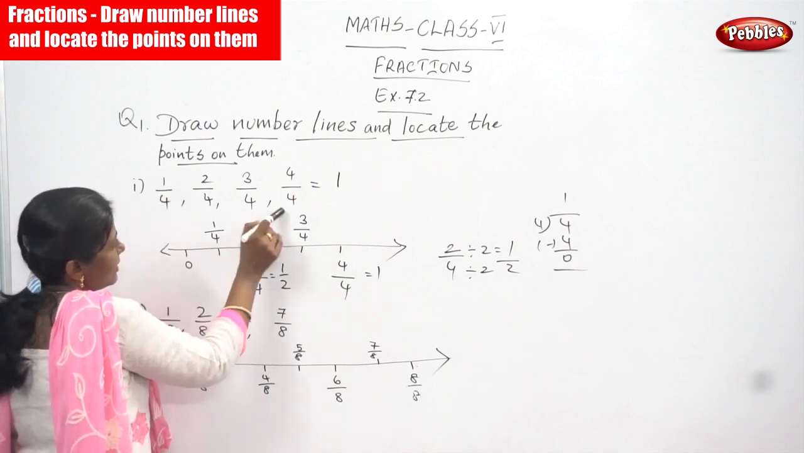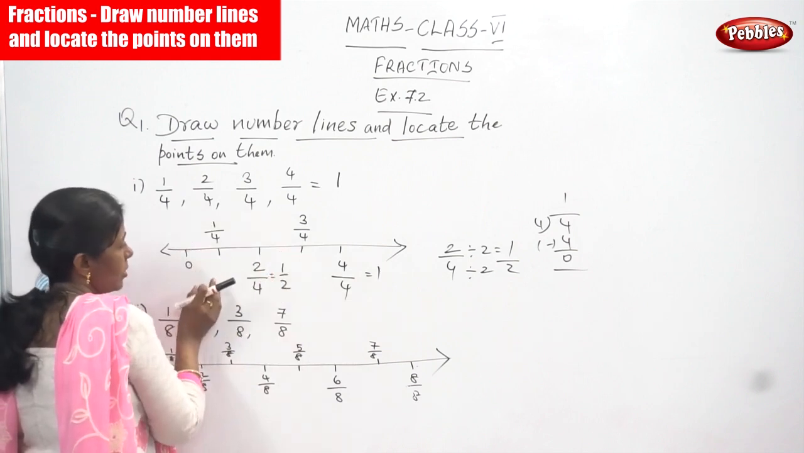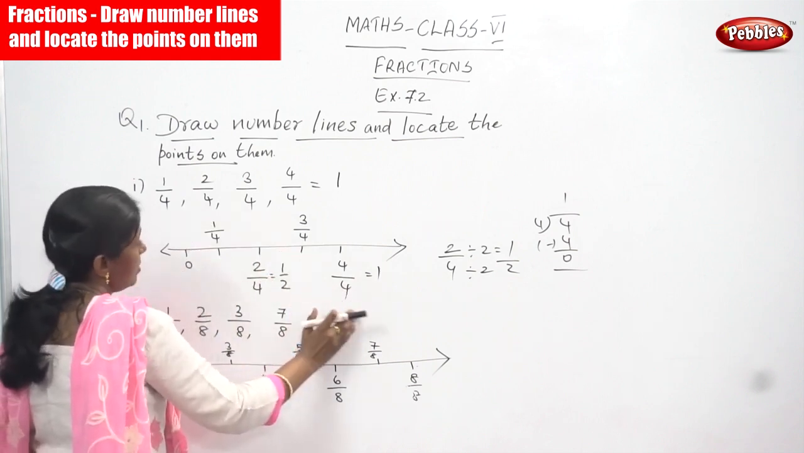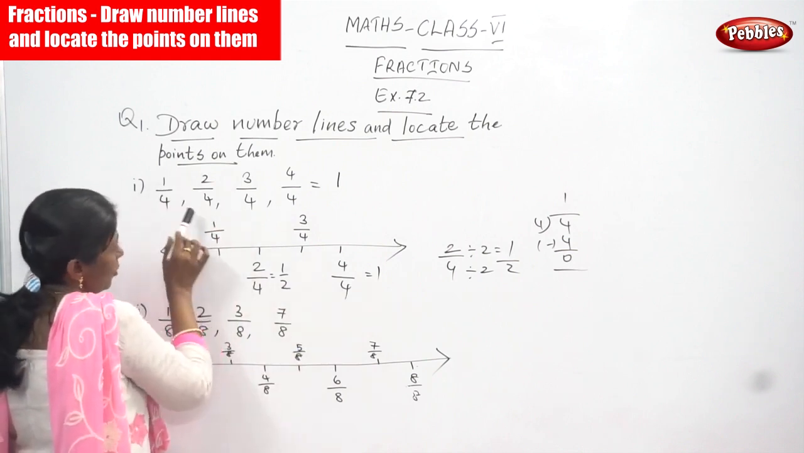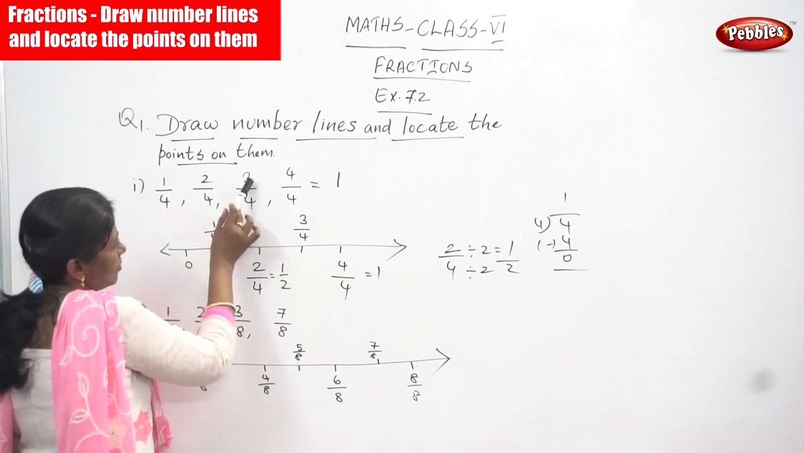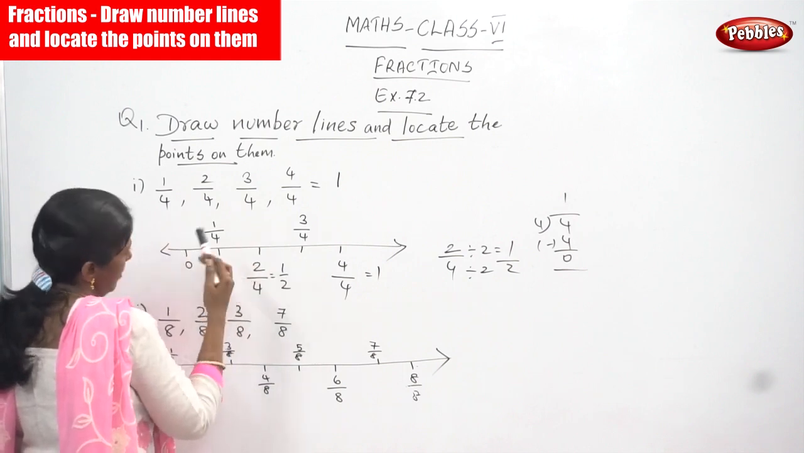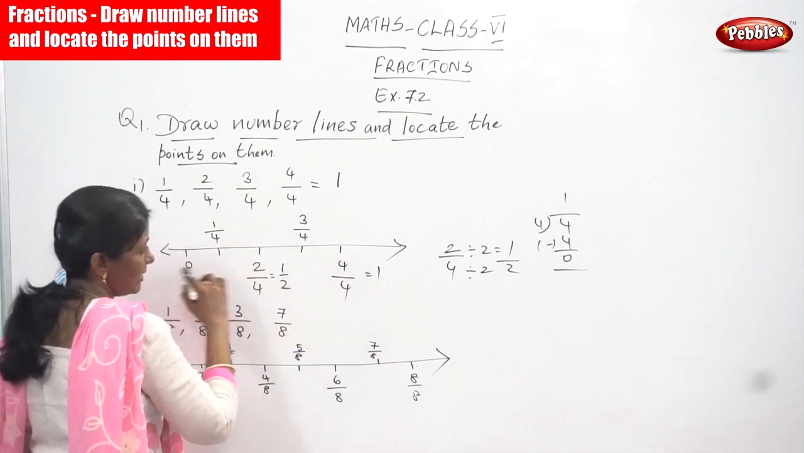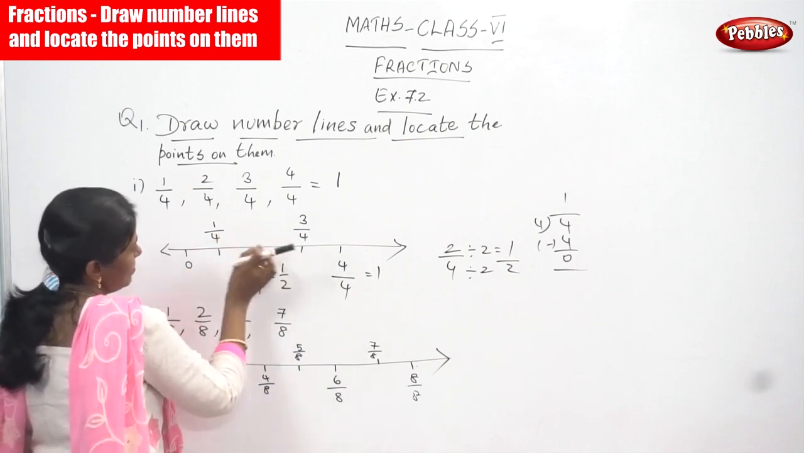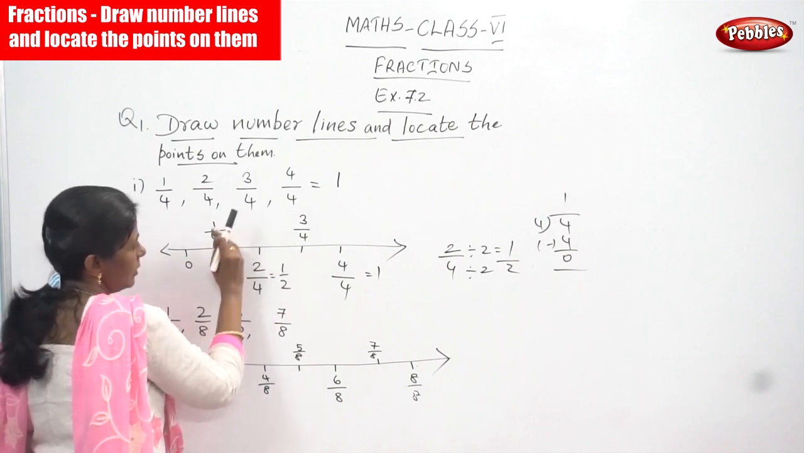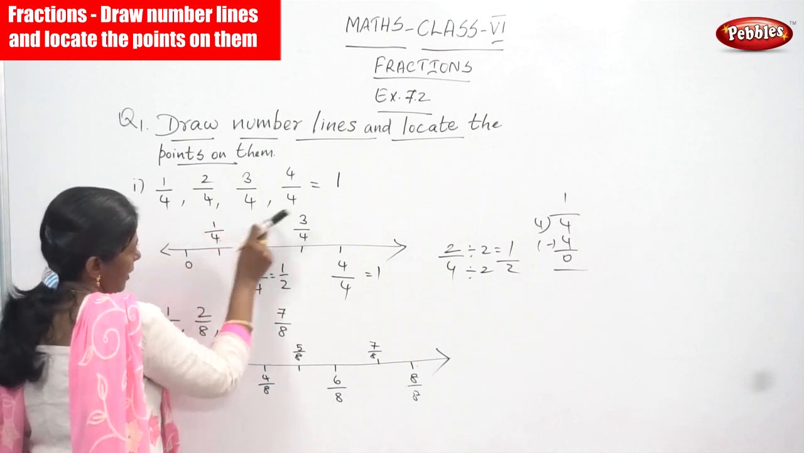So 1 by 4, what is this? All the denominators are similar, but only the numerators are different. So you have to mark the points within 0 to 1. You have to see only the numerator, not the denominator. So 1 is an odd number and 3 is an odd number. Of course I mark all the points on the number line, but because I just want to show the difference, only the odd numbers I marked above the number line.